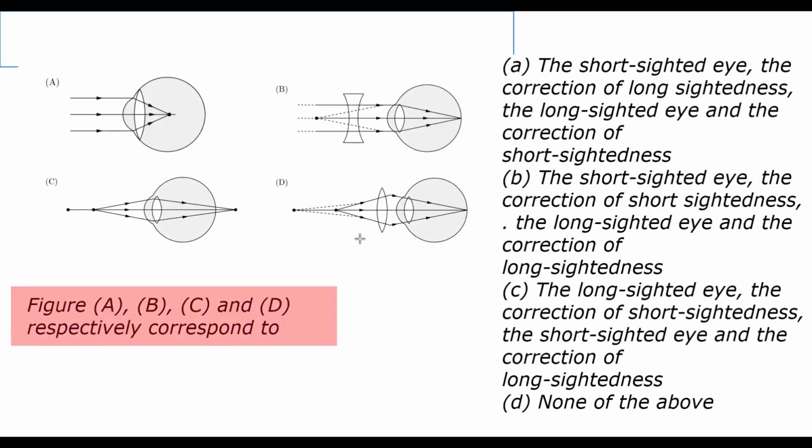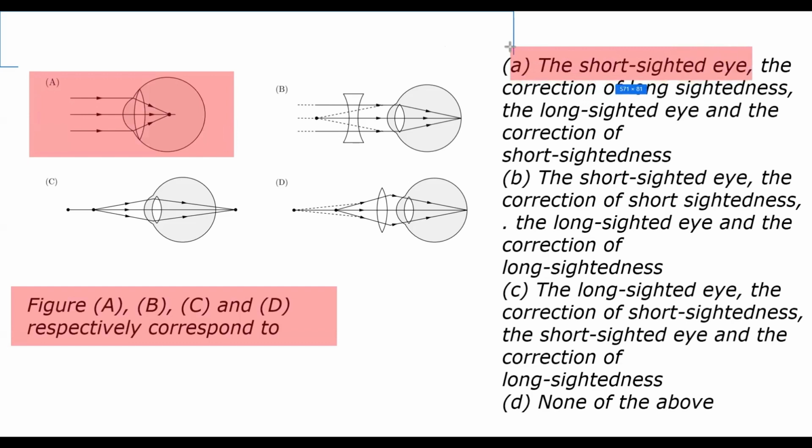In this question, we are given figures A, B, C, D, in order respectively, and we have to find out which statement is correct over here. What I can see from the first figure is that the image is formed before the retina, right? So this is nearsightedness, or short-sightedness, where a person can see nearby objects clearly but cannot see far off things. So this figure is for nearsightedness.